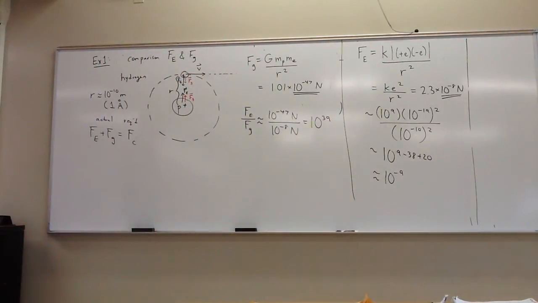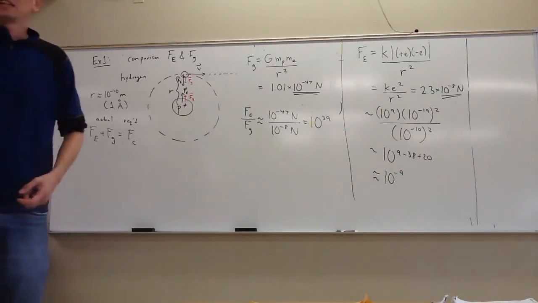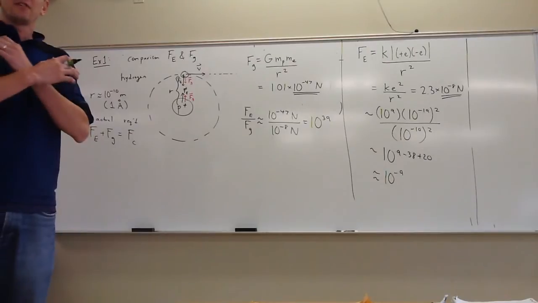Yes, 10 to the minus 47 plus 8. Okay. So the electric force is not 100 times bigger, not 1,000 times bigger, not 1,000,000 times bigger, not 1,000,000,000 times bigger, not 1,000,000,000,000 times bigger. It's a 1 followed by 39 zeros bigger. Okay? So the big takeaway here is that the gravity doesn't even matter.